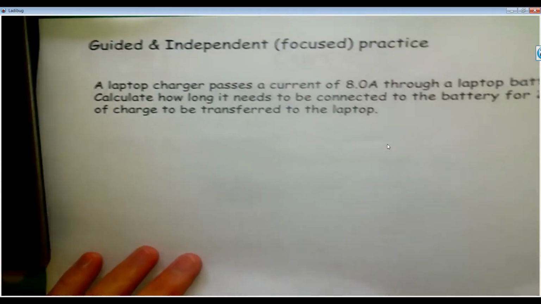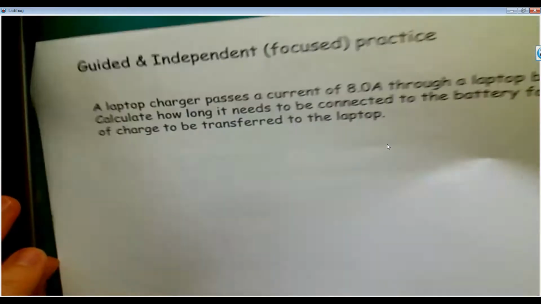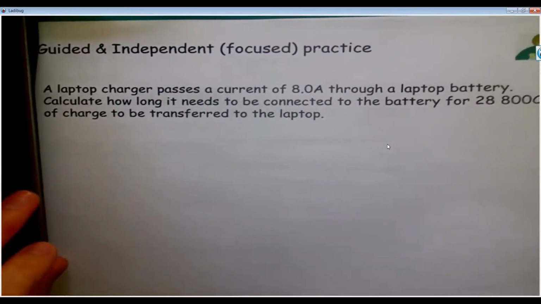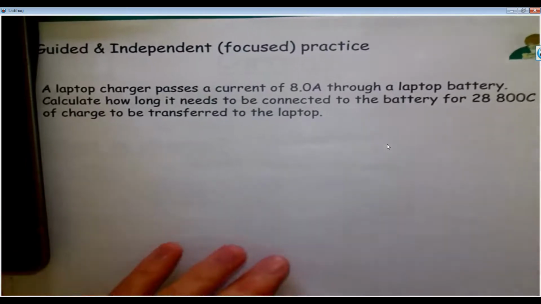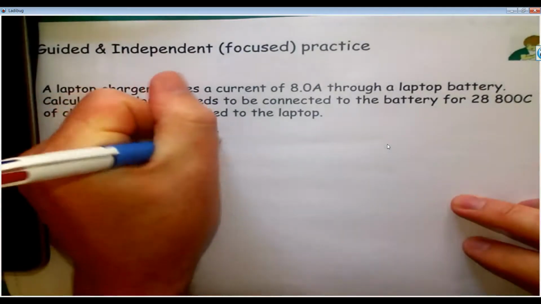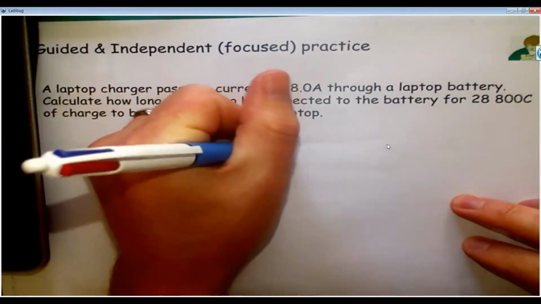Example number 2 is another type of question that we might get asked to do. Here we go. So a laptop charger passes a current of 8 amps through a laptop battery. Calculate how long it needs to be connected to the battery for 28,800 coulombs of charge to be transferred to the laptop. So as always, write down the equation. Q equals IT.